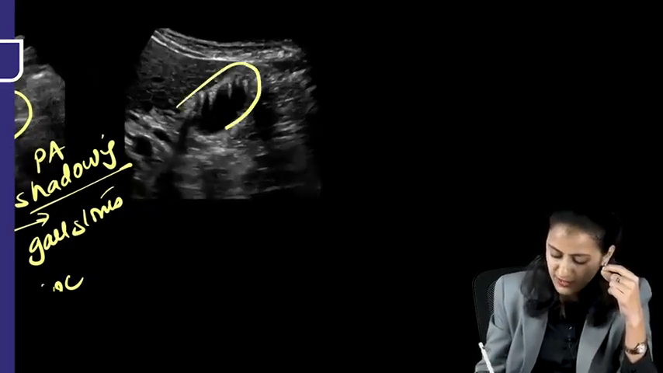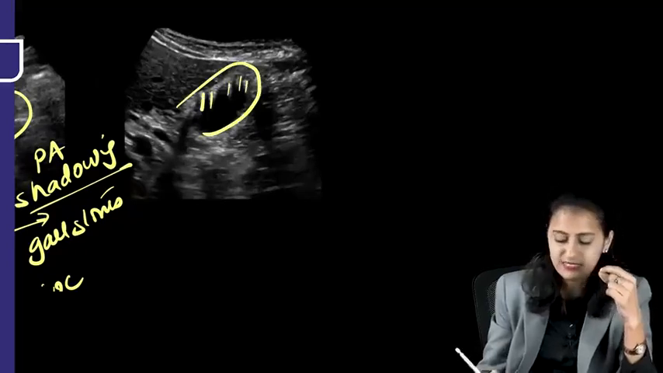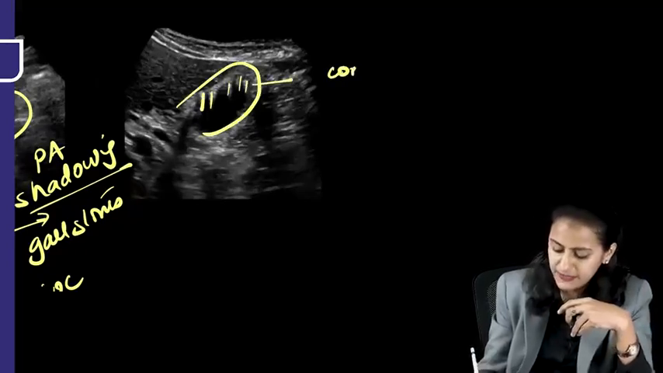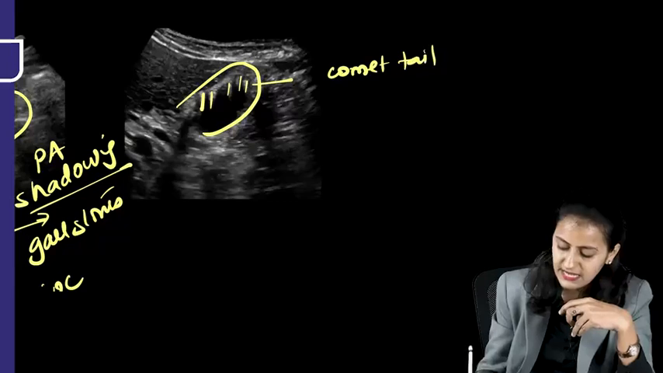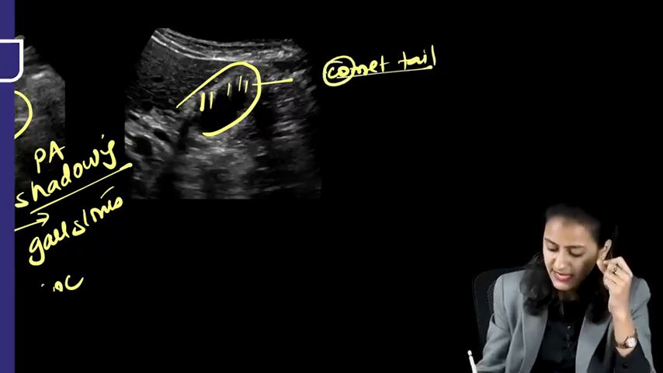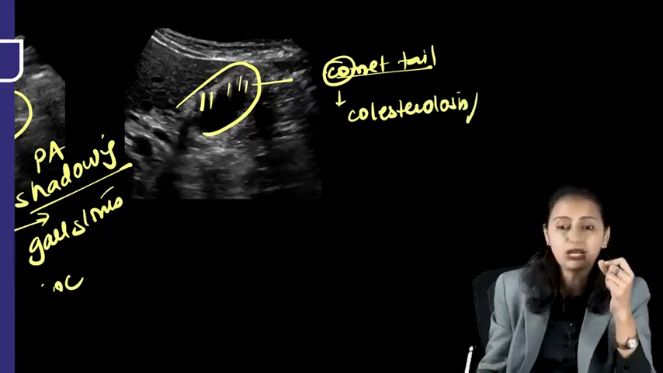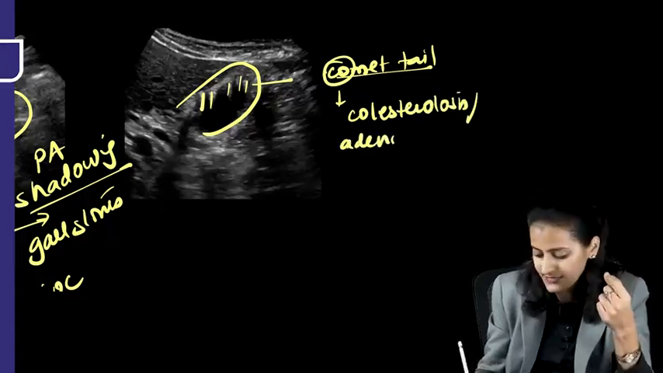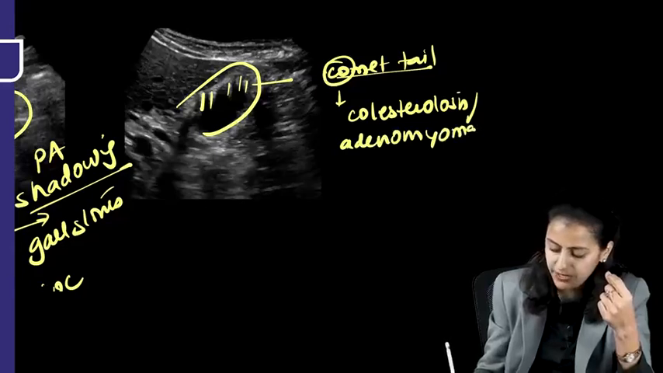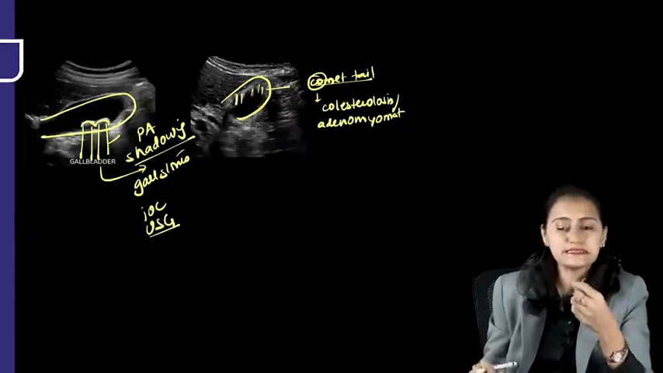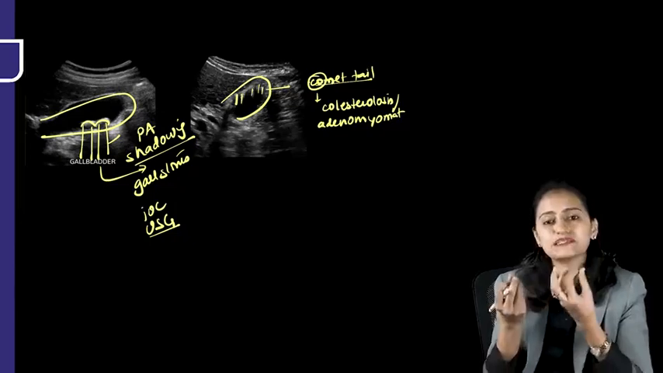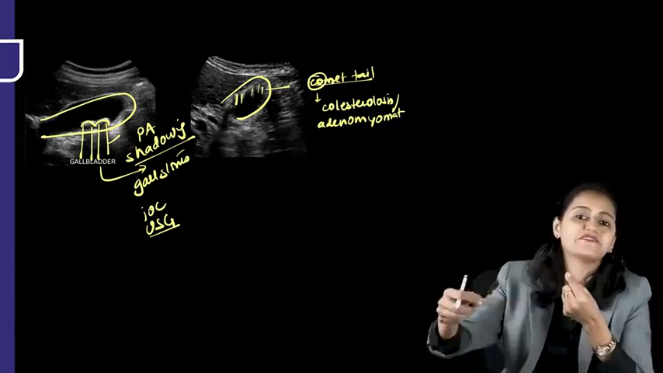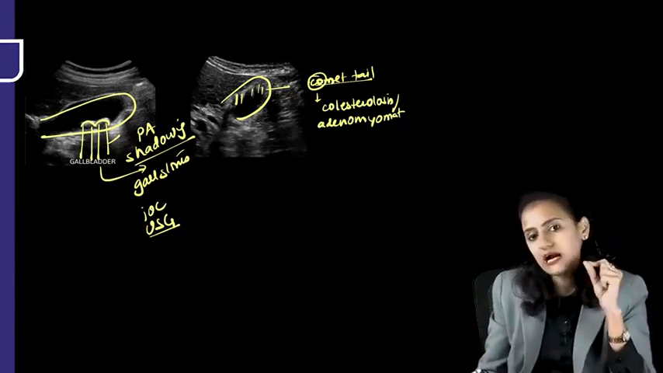Next one, what we are seeing in the gallbladder is those white lines coming from the wall of the gallbladder, called the comet tail sign. Comet tail sign, remember COCO, this is seen in cholesterosis of the gallbladder, also called adenomyomatosis. Adenomyomatosis. So basically the cholesterol deposits in the wall, they give this artifact, that is the comet tail artifact.